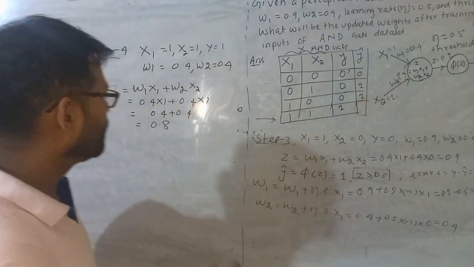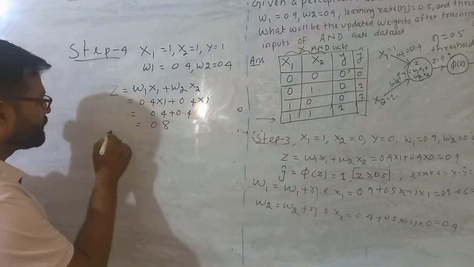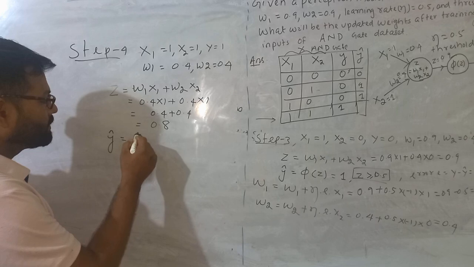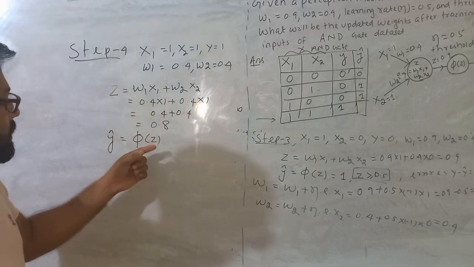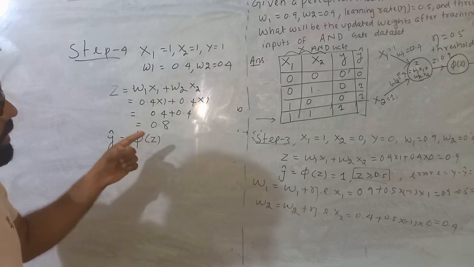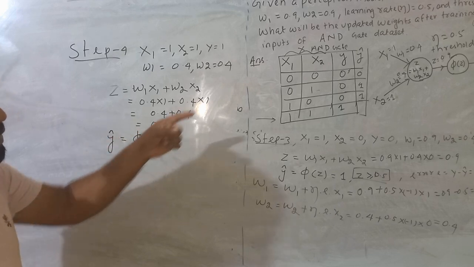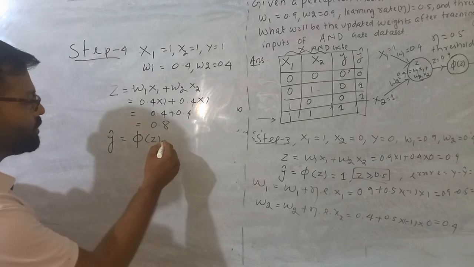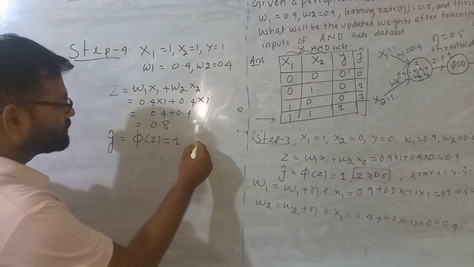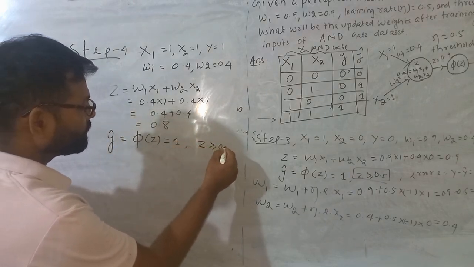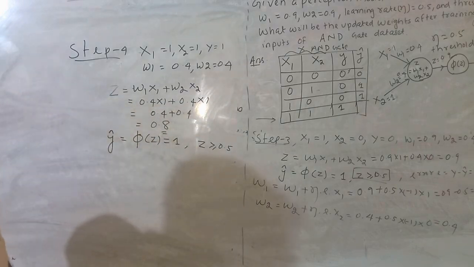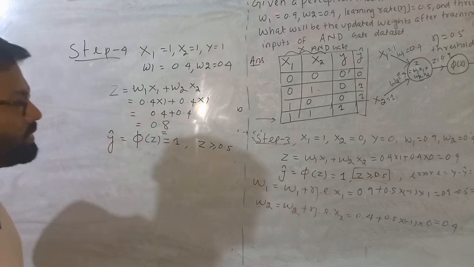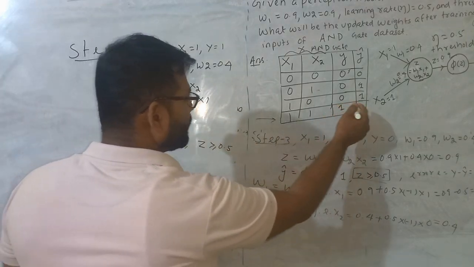Now this z value goes to the threshold part. How to find the y value? The predicted y value is obtained by passing z to the step function. According to the step function, it is going to provide me 1, because the z value 0.8 is greater than the threshold 0.5. So my y cap value is equal to 1, my predicted value. Now you see here the real value 1 and predicted value 1.